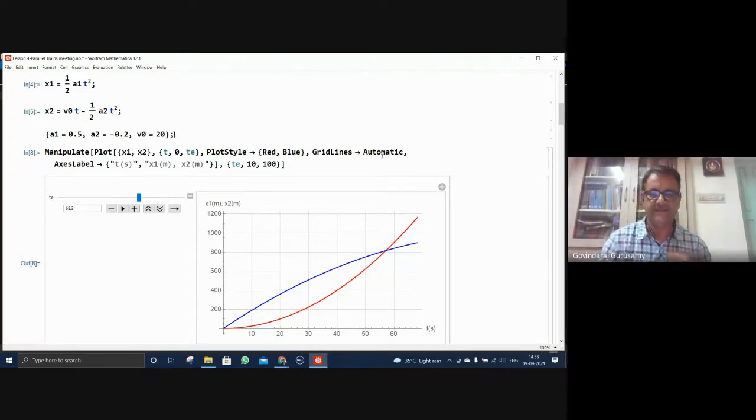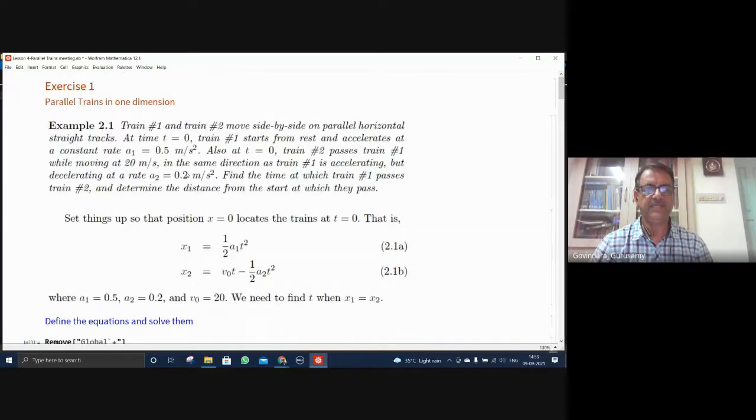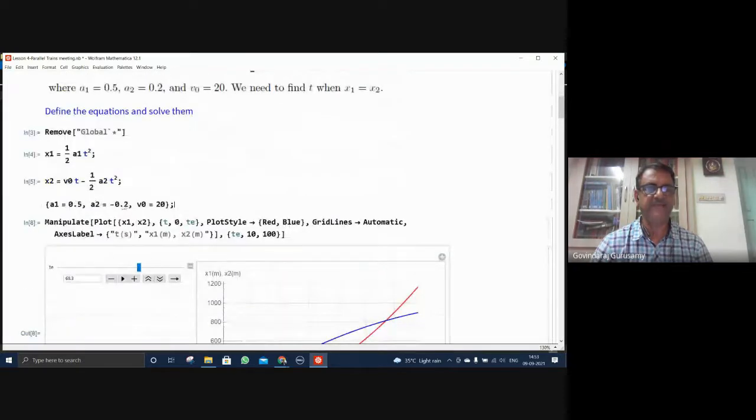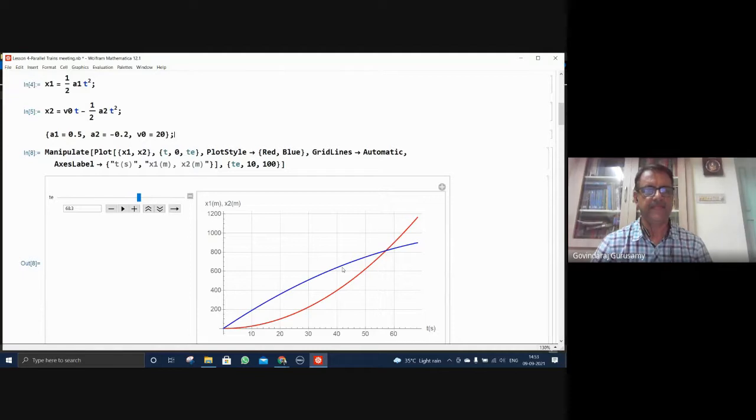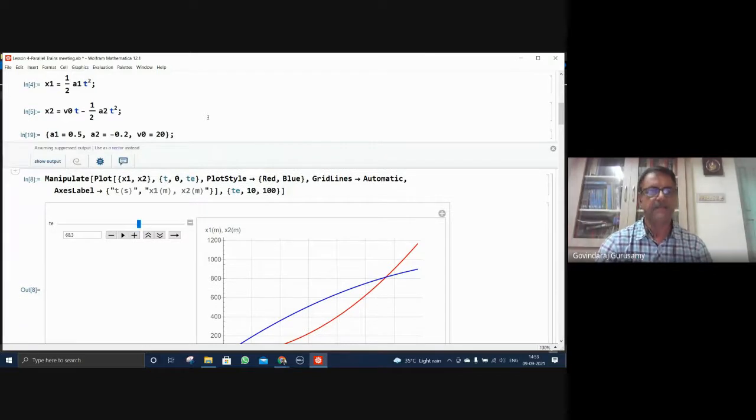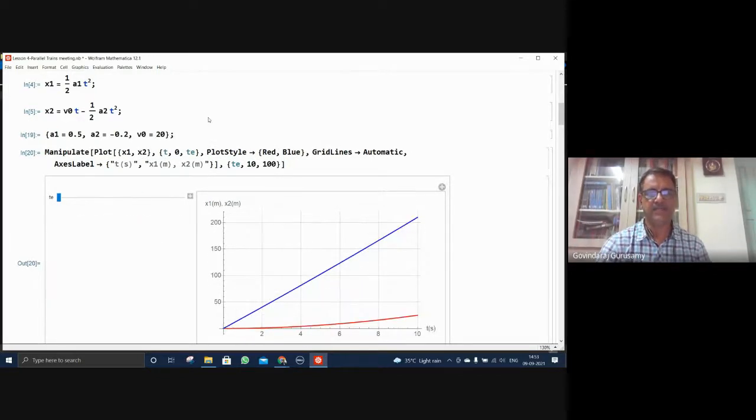Okay, start again. Tell me what will happen now. Instead of negative deceleration, if it is acceleration, I'm sure that they will meet. That much I'm sure. If it is more than 0.5, then they don't meet at all. If it is less than that, there is every possibility they can meet. Okay, if that is the case, I just change the number here, then continue. Make a manipulation and look at things.